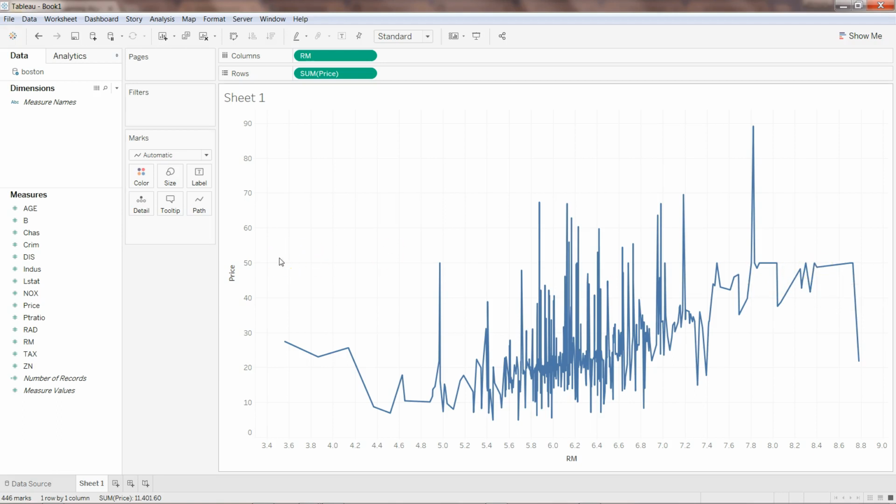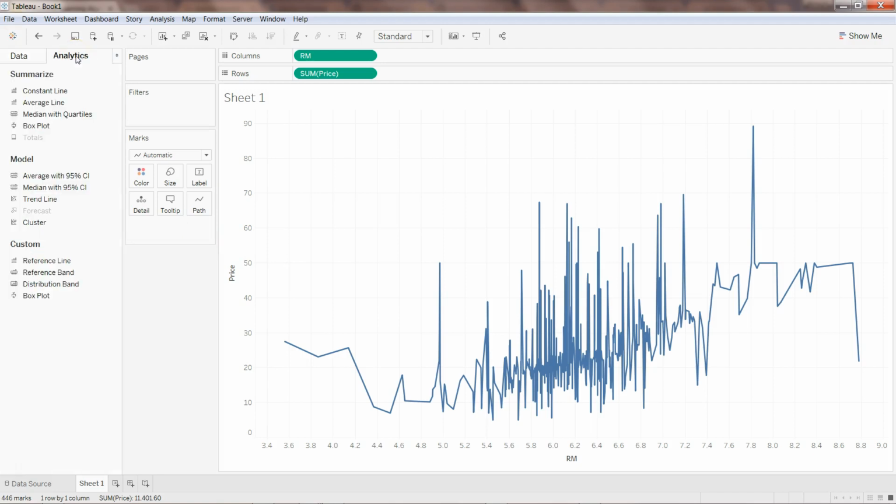To fit the linear regression over here, we need to go into the Analytics tab. Here we have the trend line, which will basically fit these data points by minimizing the error. I will just take it and put it over here on linear. As you can see, you have other algorithms like logarithmic, exponential, polynomial. I will put it on linear for now.